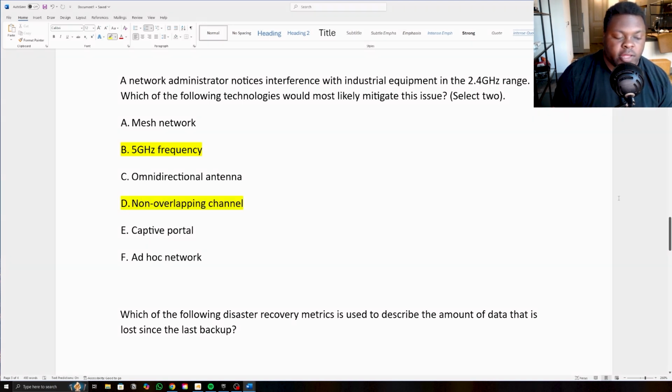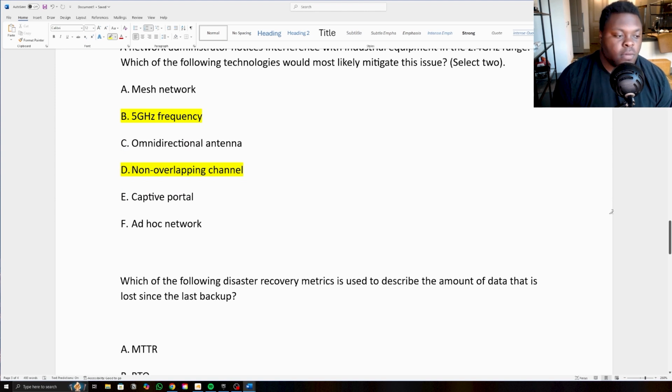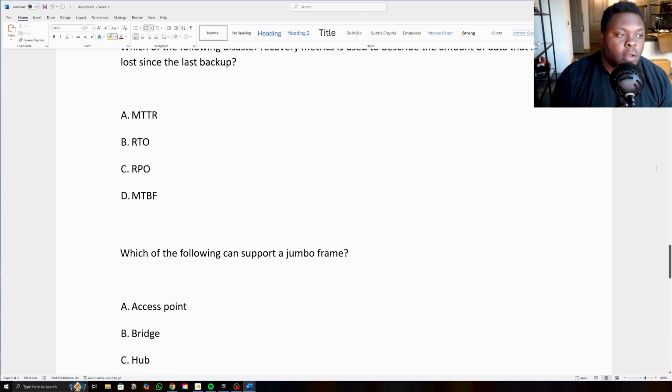Get rid of those highly trafficked network channels. All right, moving right along.